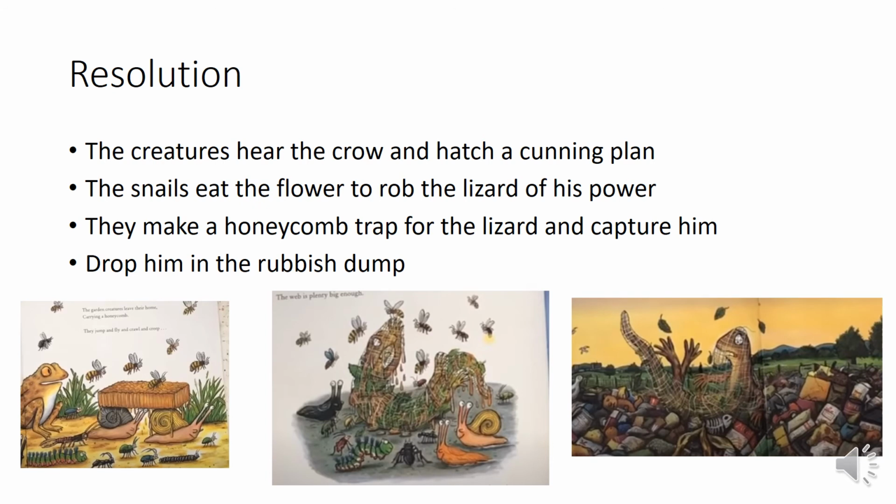But then we have a resolution, and a resolution is how is the problem solved? So how do they save the day? So in Superworm, the creatures hear the crow and they hatch a cunning plan. The snails eat the flower to rob the lizard of his power. They then carry a honeycomb and they make a trap for the lizard and they capture him. And then they drop him in the rubbish dump. So then they've helped Superworm.